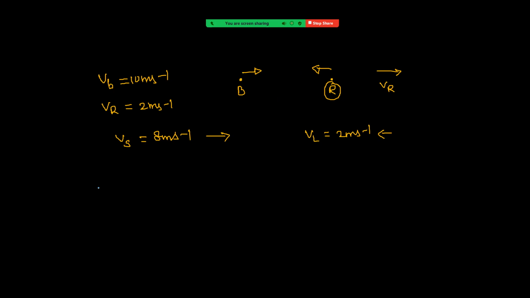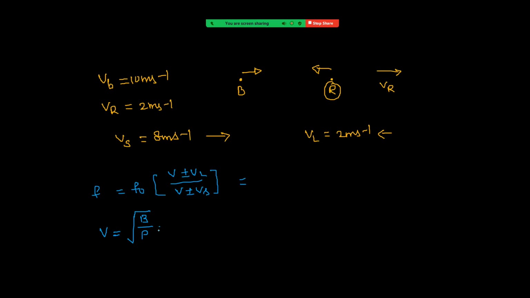Now take the relation, f equal to f naught into (V plus or minus VL) by (V plus or minus Vs). Okay. Now substitute values in this. Before making this calculation, first calculate the value of V, the speed of sound in the river. V inside liquid is root of B by rho.